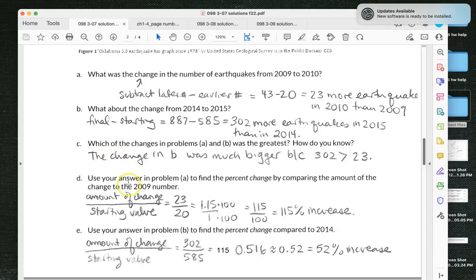When we look at the answer from problem B and we compare to the 2014 amount, we say the amount of change was 302 and the starting value was 585. When we do that division, we just get 0.516, or about a 52% increase. So even though that was a really dramatic increase in the number of earthquakes, it didn't double like it did in the previous one. There was only a 52% increase in the number of earthquakes.